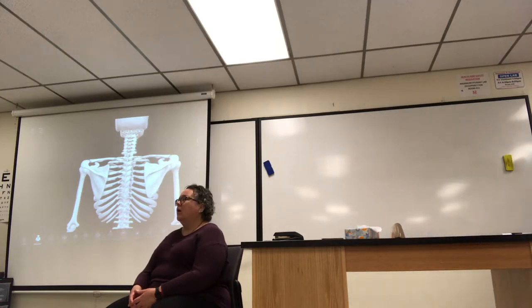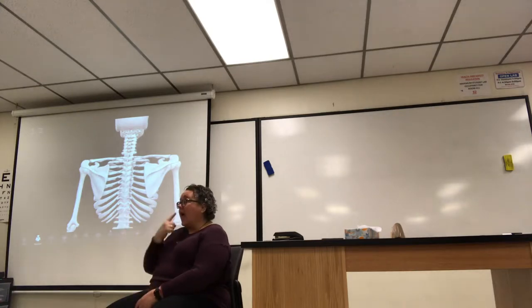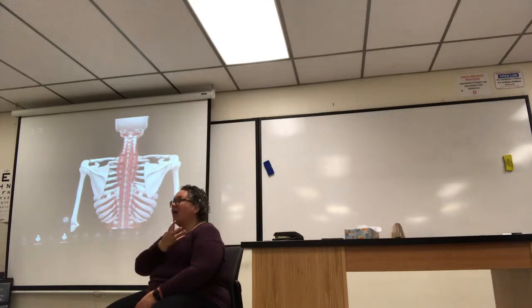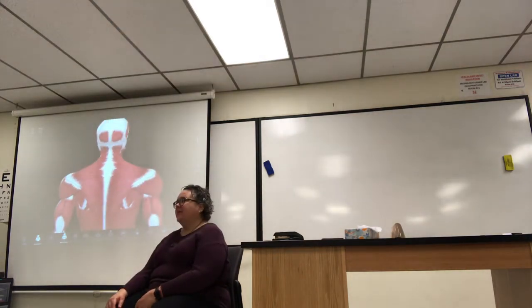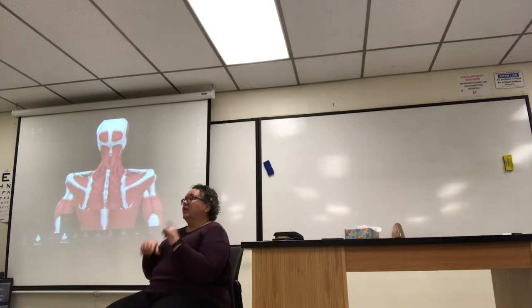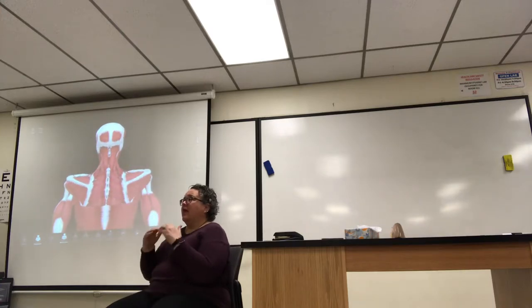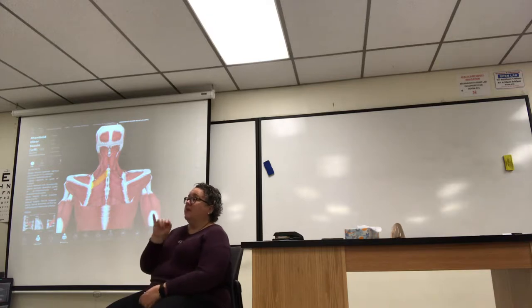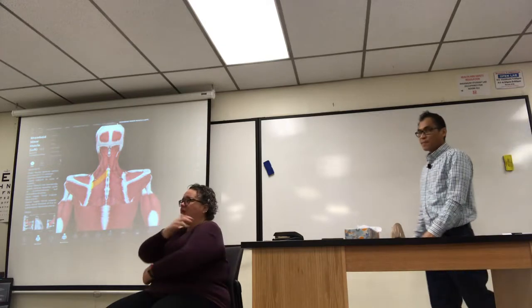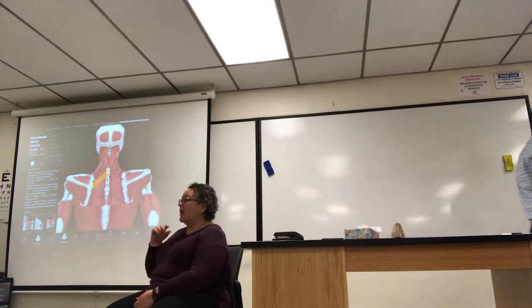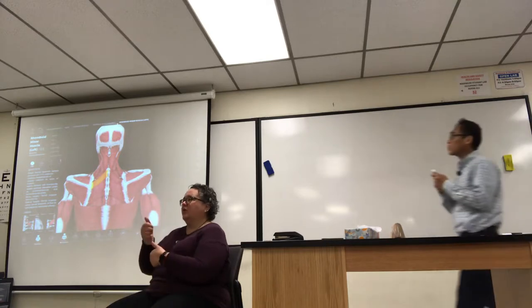So, rhomboids is two muscles. It's major and minor. So I'm gonna throw all the layers on. And you can't see them. You have to remove a layer to see the rhomboids. And so those rhomboids, major and minor, they're on both sides. They look like the sergeant stripes. That's rhomboid minor. And it's superior to the major. Minors are usually superior as a general rule.